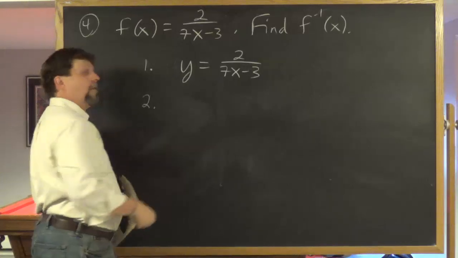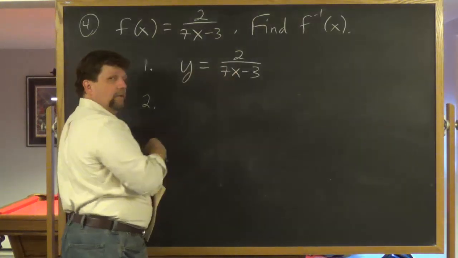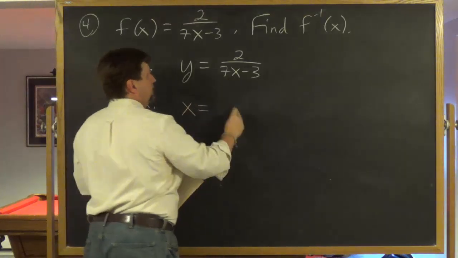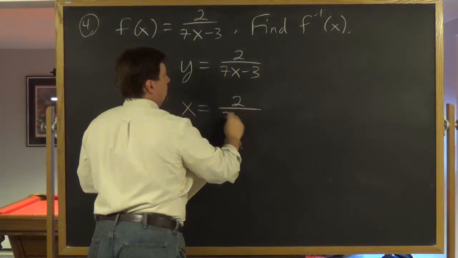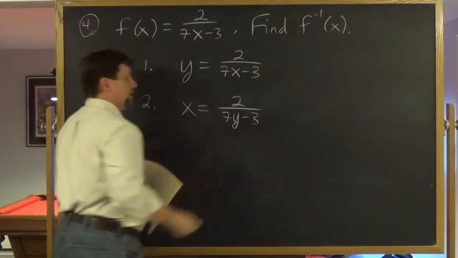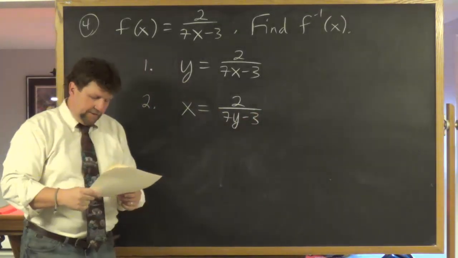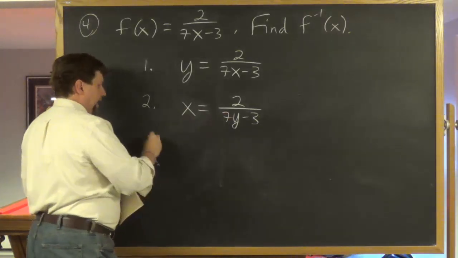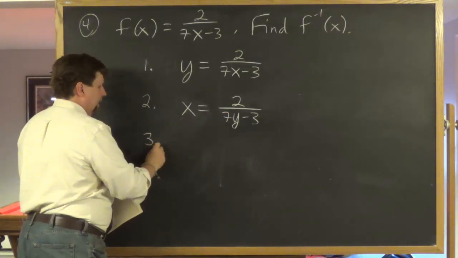Step 2, we switch all the x's and y's here. So I turn that into an x and I turn that into a y. That's step 2, switching the x's and y's. Step 3 is I have to take this equation and I now have to solve that for y.